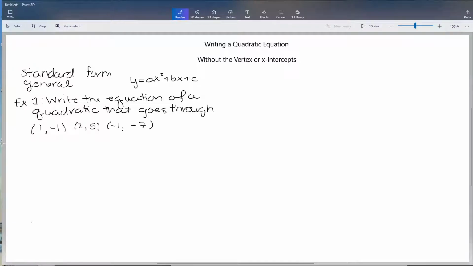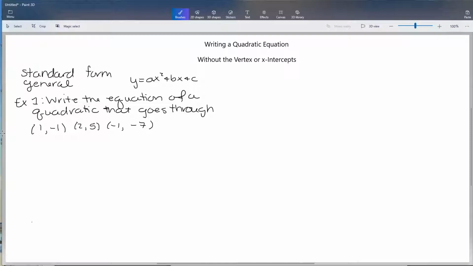Okay, so all we have is these 3 random points that the function goes through, right? We don't know if any of these are the vertex. They're probably not. We do know they're not an x-intercept, because it would be a number comma 0, and none of them are. So what we need to do is have a different method for coming up with the equation.